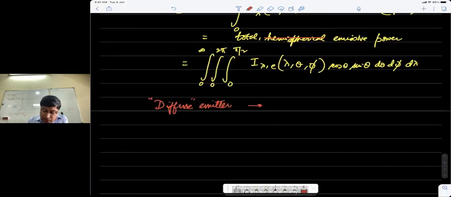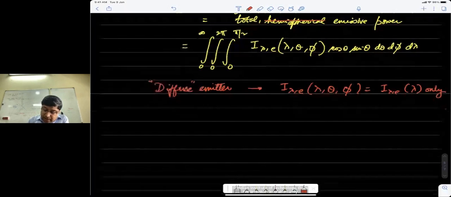A diffuse emitter is one where the intensity is not direction dependent. So a diffuse emitter would be one in which the radiation intensity, I lambda e of lambda, theta, phi, is only a function of lambda. That there is no direction dependence.